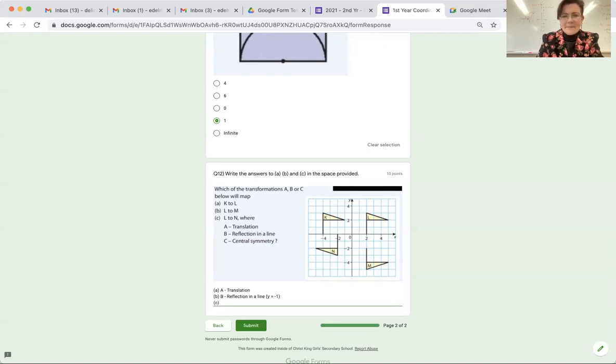And part C, mapping L to N, okay? So we can see that it's reflected and inverted. It's turned upside down and it's back to front. So this was a central symmetry. Okay, so the three different options there.